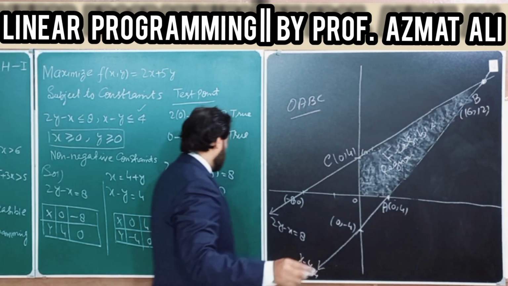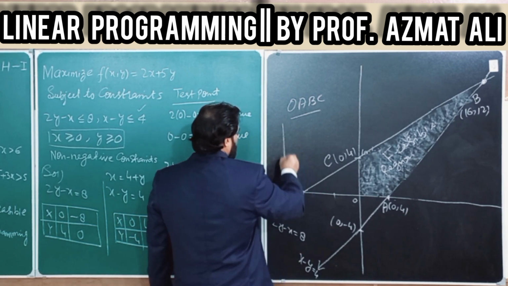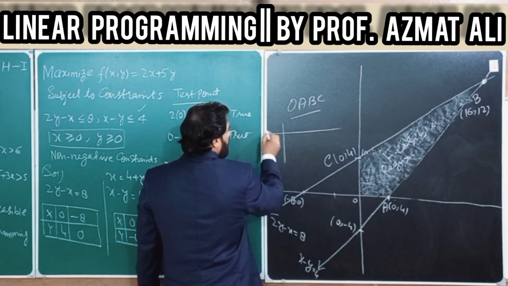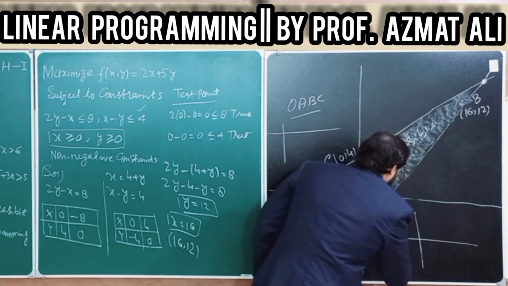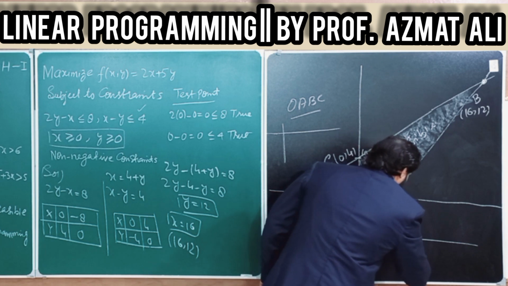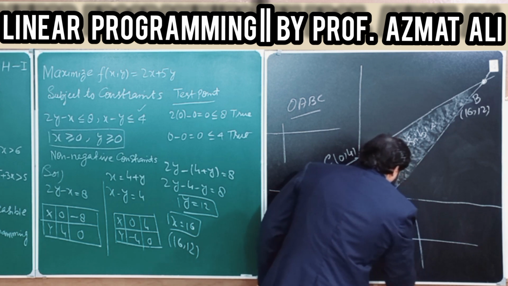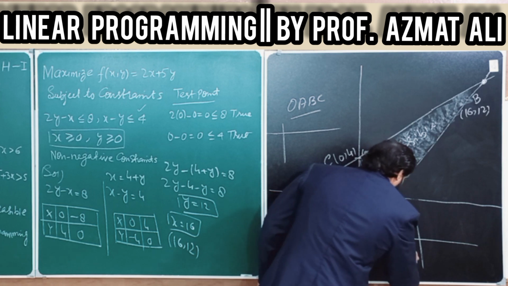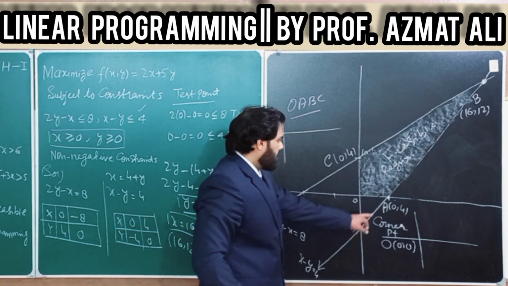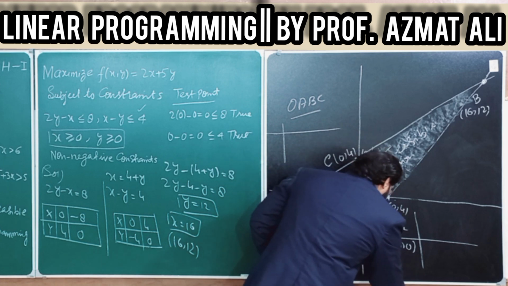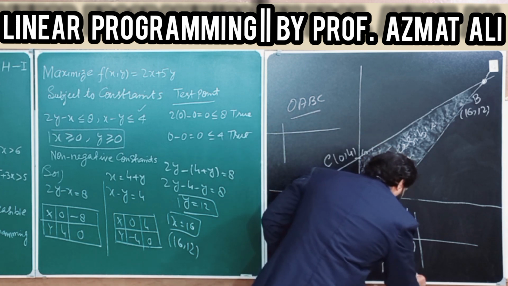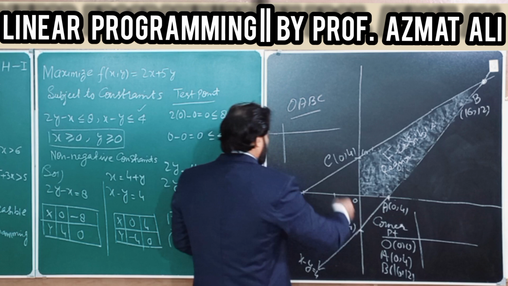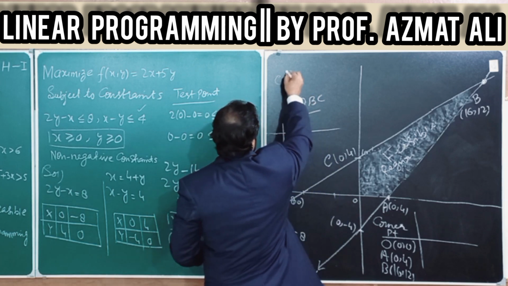Now lastly, we make a table of corner points. Our first corner point is the origin. Our second point is A, (0, 4). The third corner point is B, x equal to 16, y equal to 12. And the fourth one is C, (4, 0).